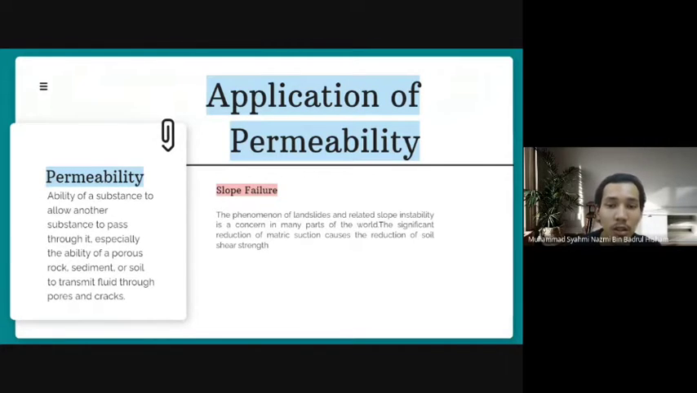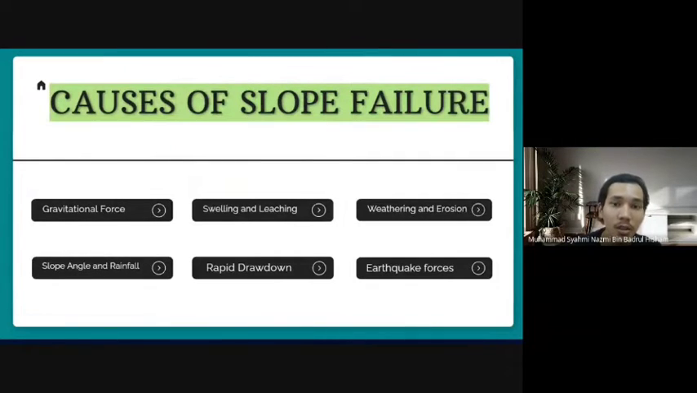The thing very related to permeability is slope failure. Slope failure is the phenomenon of landslide and relates to slope instability, a concern in many parts of the world. The significant reduction of matric suction causes a reduction of soil shear strength. These are examples of causes of slope failure.